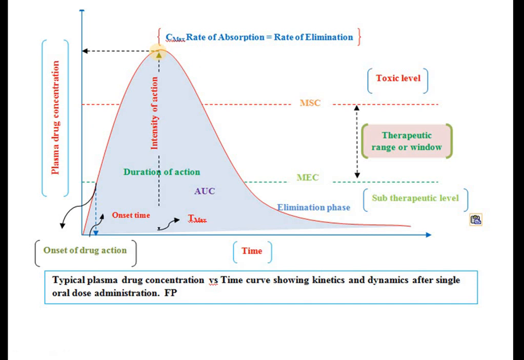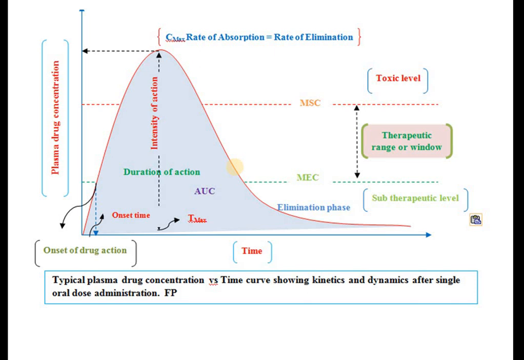Intensity of drug is there for the action. Okay, and then if you draw a horizontal line over this minimum effective concentration, you will get the duration of action. From this point to this point, it is nothing but the duration of action, that is, how long your drug is acting. And how efficiently it is acting, that is nothing but the intensity of action.